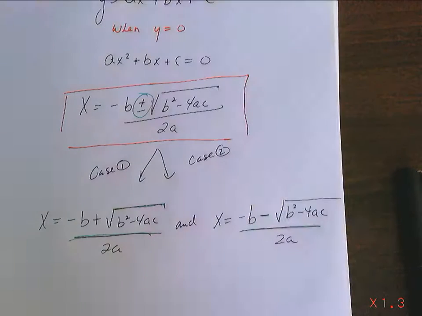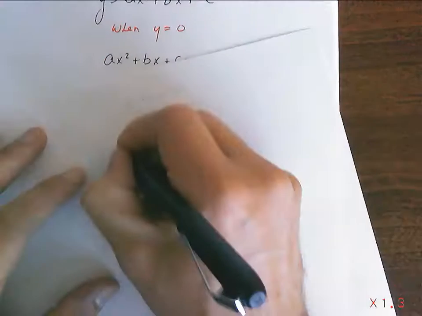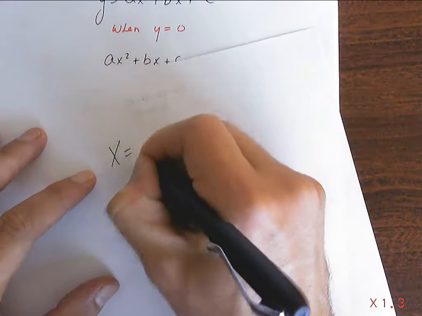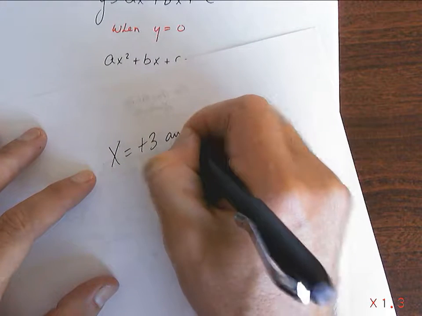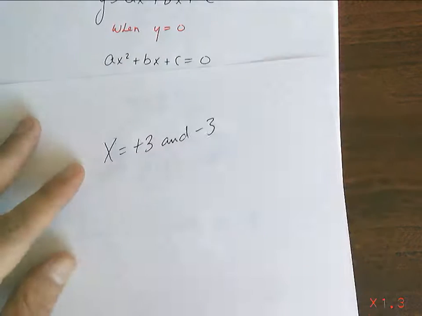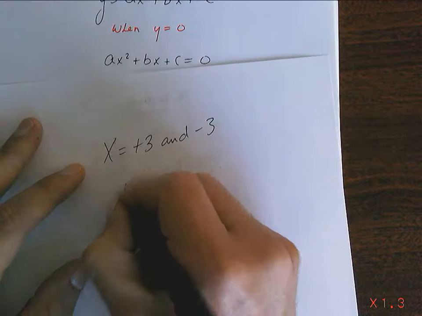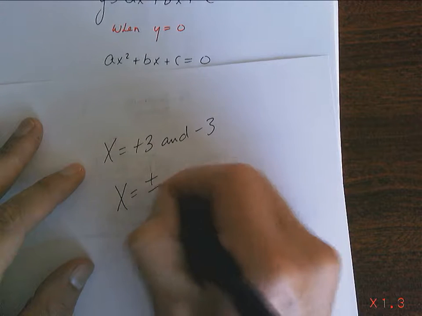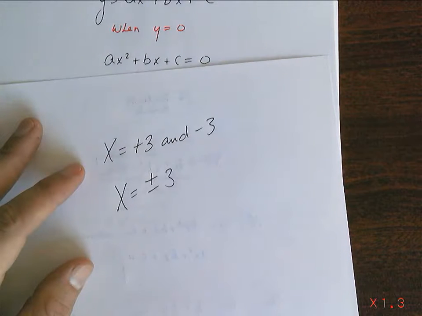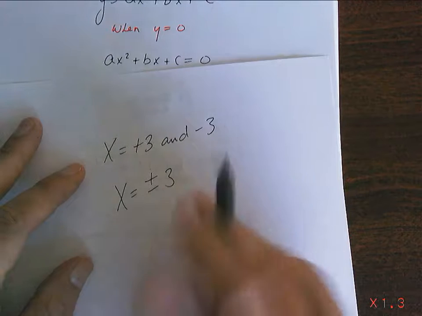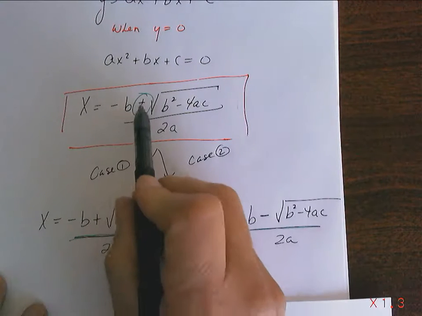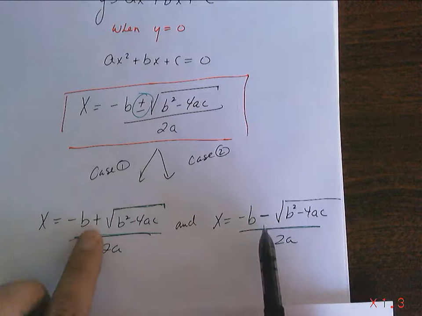So a couple of things just to reiterate. So if I had something that looked like this, x equals plus 3 and negative 3, that's a great way to write it. But if I really want to be cool, if I really want to be one of the cool kids, we're going to write it like that. So that's how all the cool kids write that these days. So if I have negative b plus or minus, that means both cases. One where it's plus and one where it's minus.